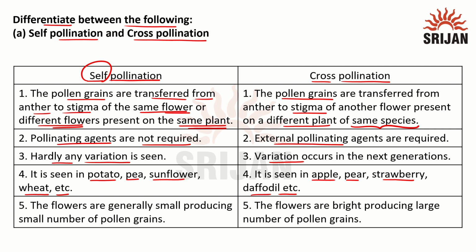Now we know that self-pollination does not need to attract any agents, so the flowers are generally small and very few pollen grains are produced compared to a cross-pollinating plant. On the other hand, cross-pollination favoring plants have to produce bright colored flowers with a large number of pollen grains.